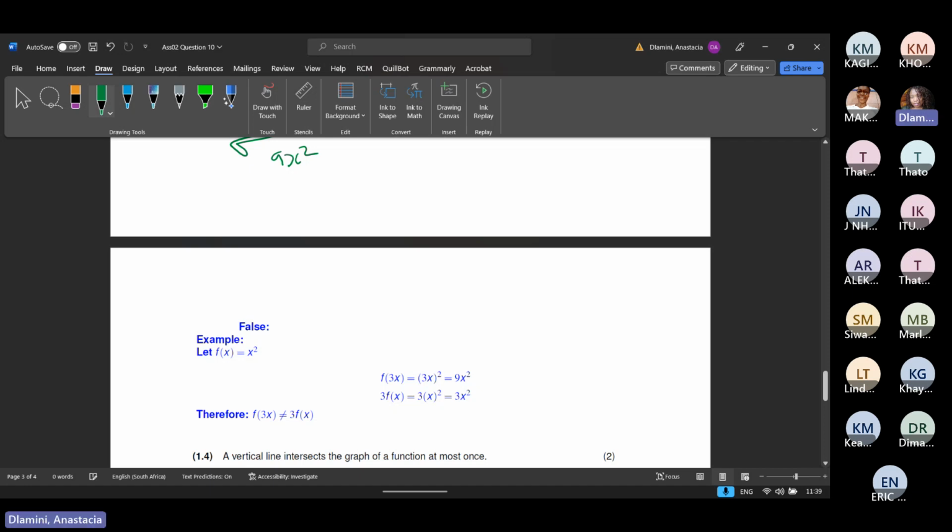What did you say? Please repeat. Sorry, you said at least once. A vertical line is a line that intersects the graph at least once to make it a function. You see your statement. I want you to say it in your own language.